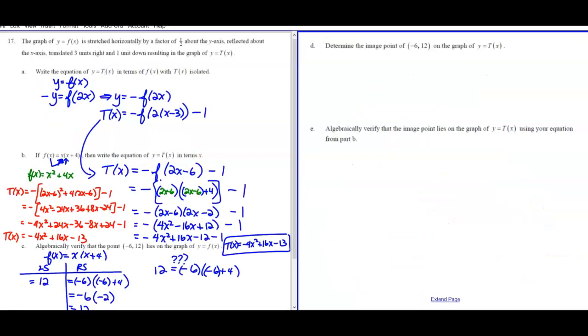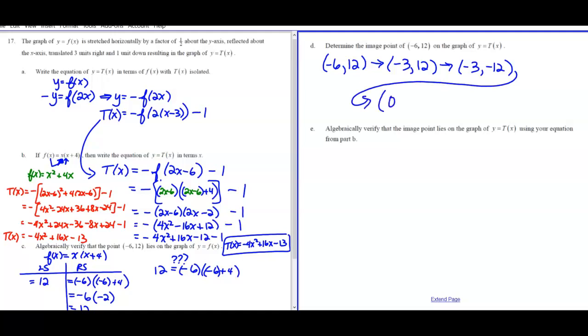Okay, so I'm going to go through the transformations on this point. So negative 6, 12. Then horizontally stretching by half would be negative 3, 12. Then reflecting about the x-axis would make that y value change sign. And then 3 units right would get me to 0. And 1 unit down, negative 13.